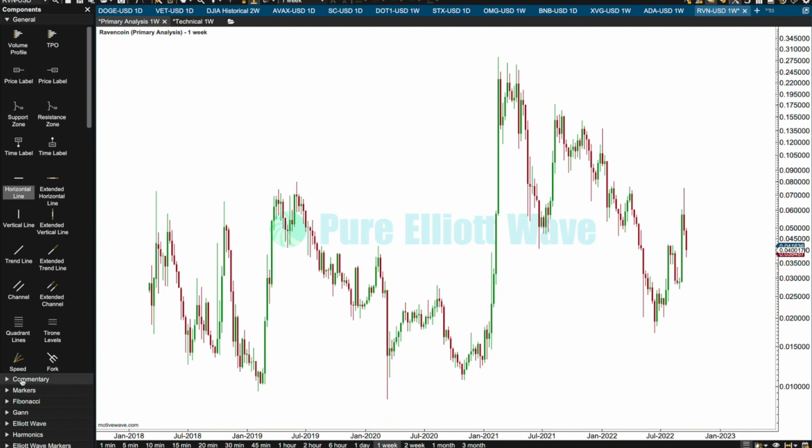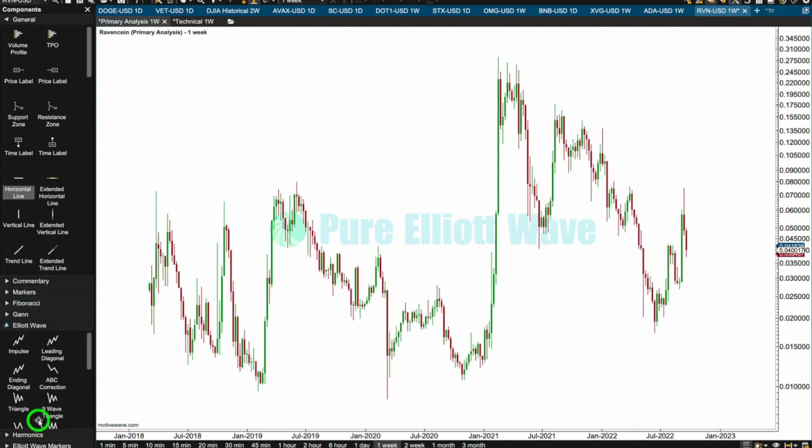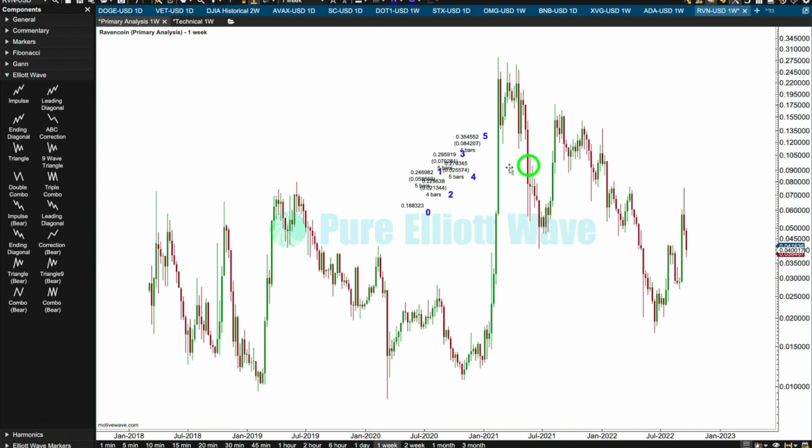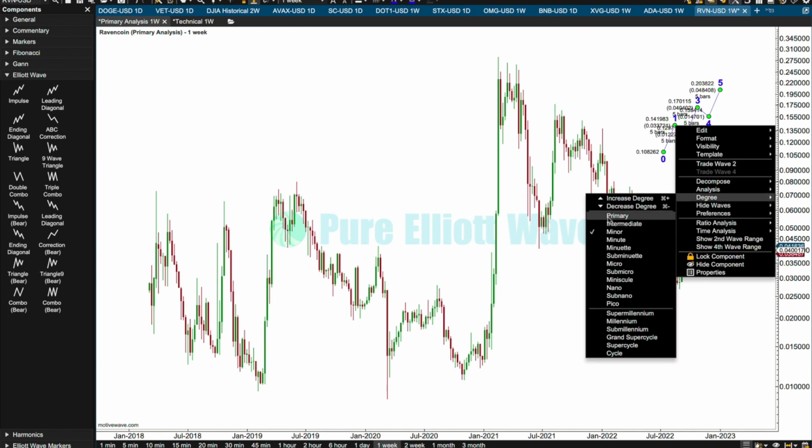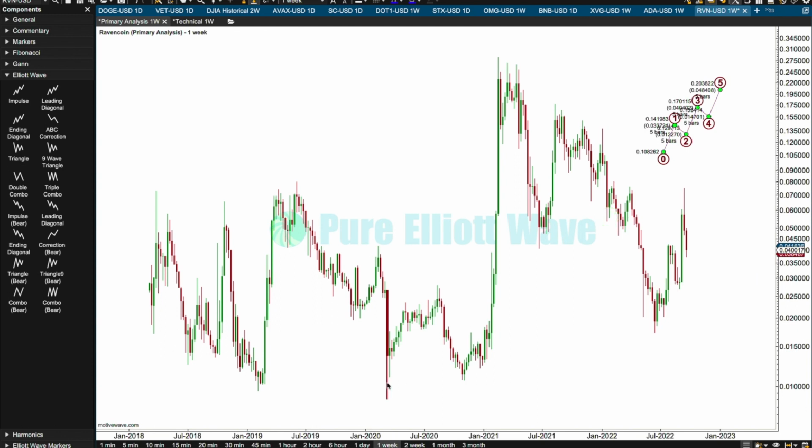So maybe, let's see. I'm just thinking if I put that in, you can't start a movement off with a correction. A movement starts with a 5-wave motive structure. So I'm going to start at the low. I'm going to use an impulse, and I'm going to label this at primary degree because it looks like this is from March 2020 to February 2021. Yeah, just under a year. So that's about right for primary degree.